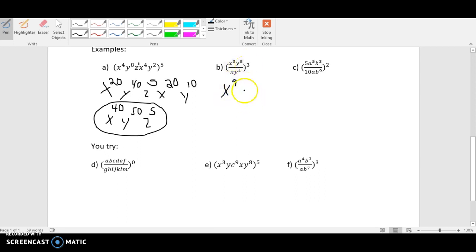The y to the 8th times 3 is going to become y to the 24th. In the denominator, now there's a secret 1 hiding with this x. So x to the 1st times 3 is going to become x to the 3rd. And then the y becomes y to the 12th.